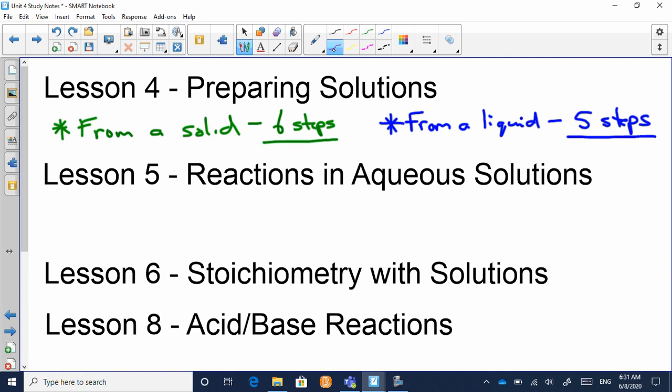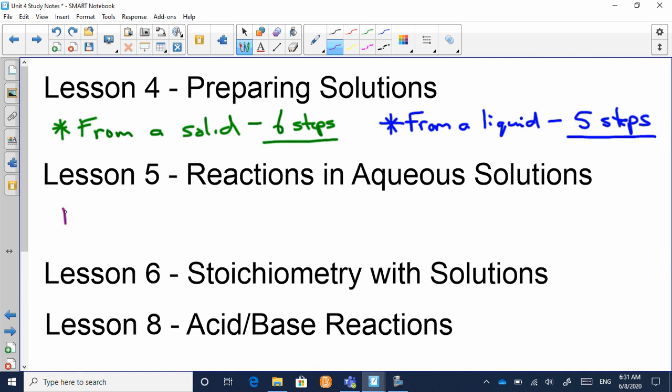The next lesson was we did reactions. We started to do, now we kind of got into things like precipitation reactions. And again, I'm going to show you in our practice assignment a typical question here that you can count on.